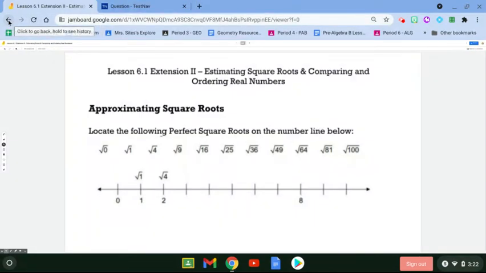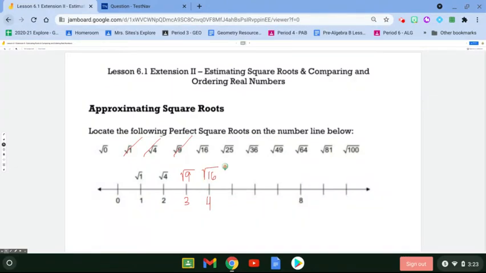We're going to start out by approximating some square roots. You might want to remember that these are some perfect square roots, and we're going to align these perfect square roots on a number line. So you might remember that the square root of 1 is 1. The square root of 4 is 2. We know that the square root of 9 is 3. So we're going to write that above here. The square root of 16 is 4.